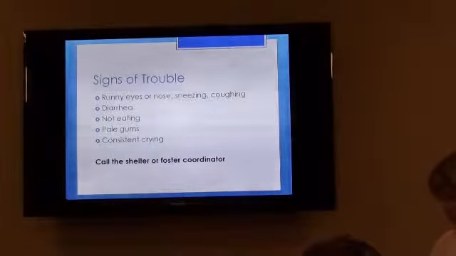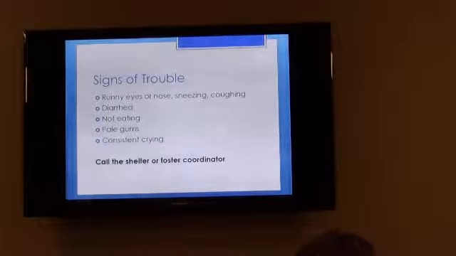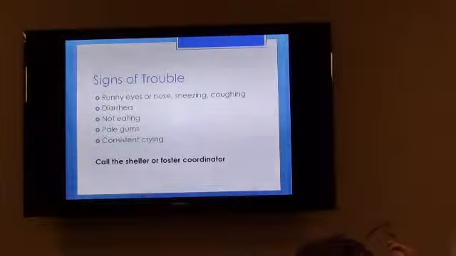Signs of trouble, and these are the things that you would call us about. They might not be emergencies. In fact, most of the time they aren't, but you should just call and check with us. Runny eyes or nose, any sneezing or coughing. Diarrhea. Diarrhea is a big one with the little ones because they so quickly get dehydrated.